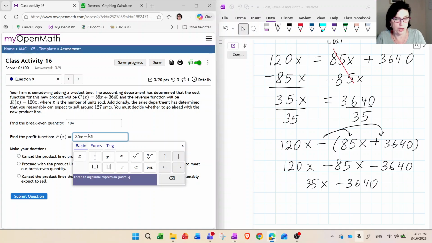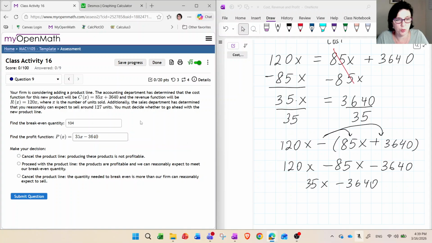So another way you can solve for the break-even quantity is to set this equal to 0, and you'll get exactly the same equation. Now, the last part, we need to decide if we are about to produce and sell 127, would it make sense or not? As long as this number is higher than the break-even quantity, then it would make sense. So I would say yes, because 127 is higher than 104. We are going to proceed with the product line. The product is profitable.